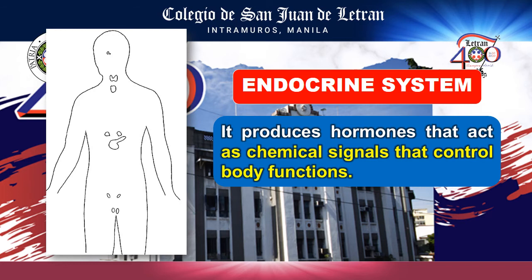Let's now proceed to the endocrine system. This system is made up of glands that secrete hormones into the blood, which then carries hormones throughout the body. Endocrine hormones are chemical messengers that control many body functions, including metabolism, growth, and sexual development. The master gland of the endocrine system is the pituitary gland, which produces hormones that control other endocrine glands. Some of the other endocrine glands include the pancreas, thyroid gland, and adrenal glands.